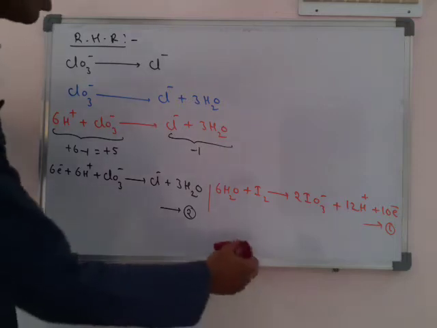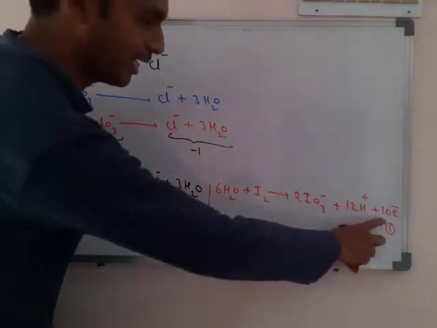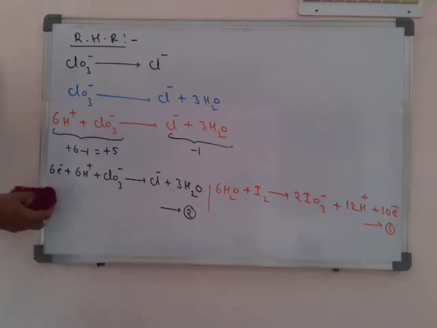Now see, here 6 electrons are on the left side, and here 10 electrons on the right side. So for the two to match, we need to make both equal to 10. The values become somewhat higher. Okay, we do that.